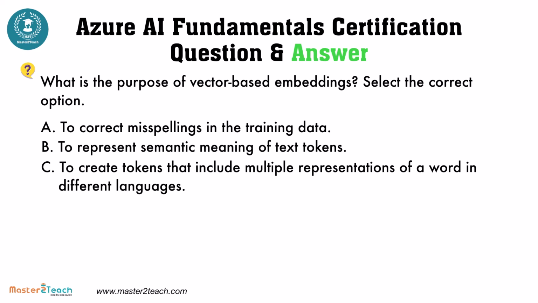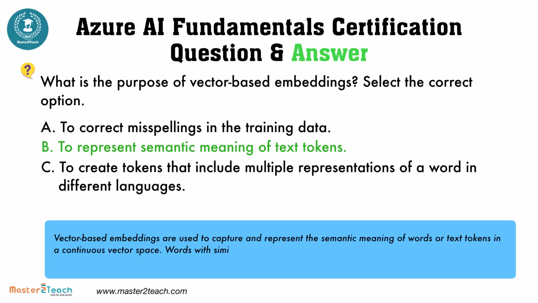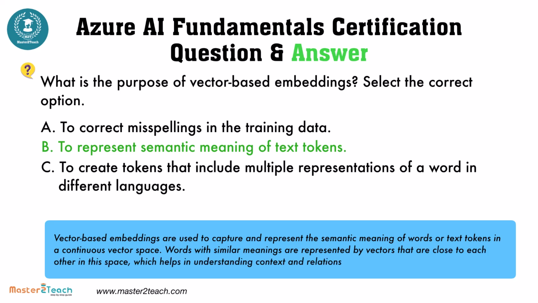The correct option is to represent semantic meaning of text tokens. Vector-based embeddings are used to capture and represent the semantic meaning of words or text tokens in a continuous vector space. Words with similar meanings are represented by vectors that are close to each other in this space, which helps in understanding context and relationships between words.